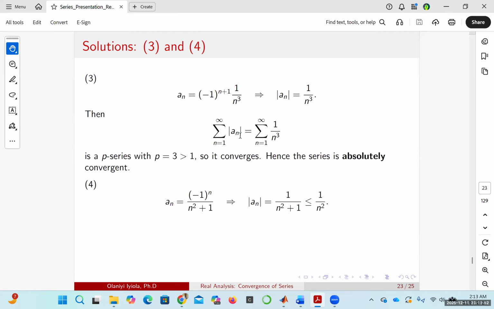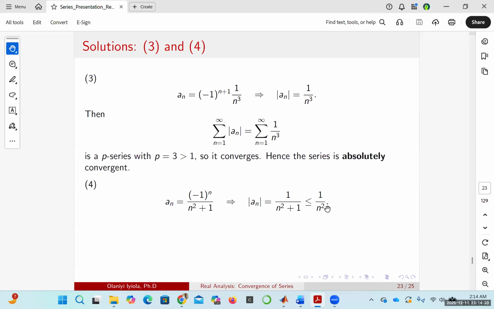Number 4, we have the sum from n equals 2 to infinity of (-1)^n over n squared plus 1. In this case, a_n is also given by (-1)^n over n squared plus 1. If I take the absolute value on both sides, the absolute value of the numerator is just 1, so 1 over n squared plus 1. We know from our previous discussion that 1 over n squared plus 1 is less than or equal to 1 over n squared. So this is more or less like the second example.